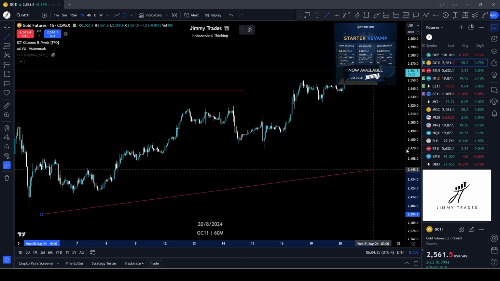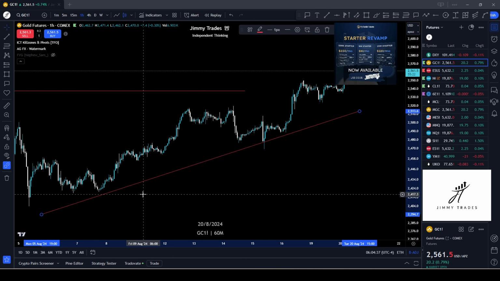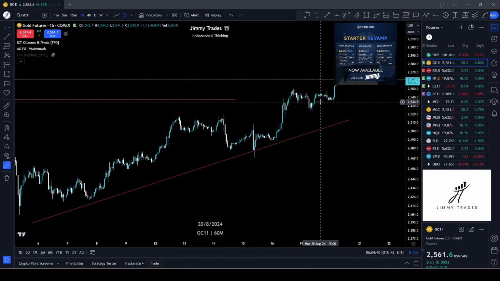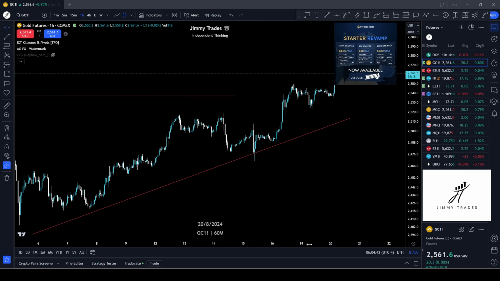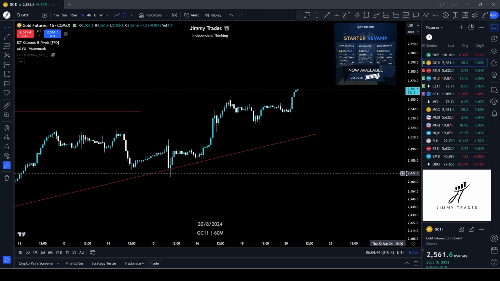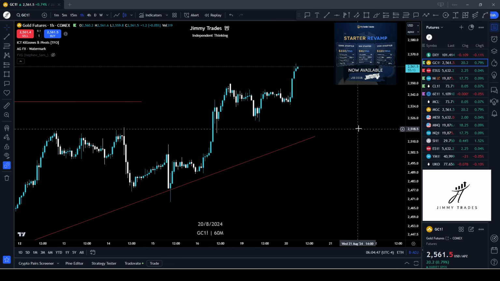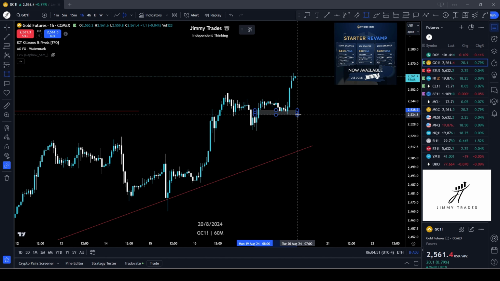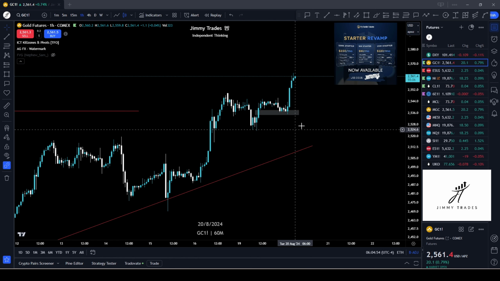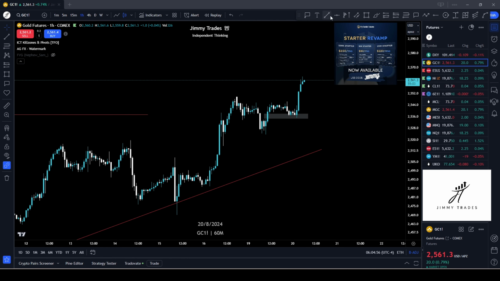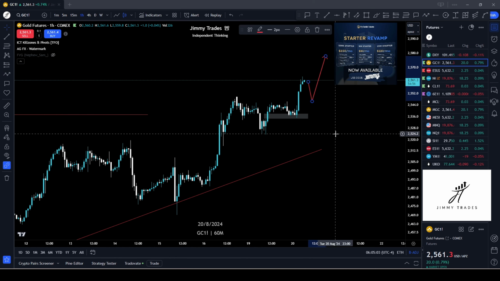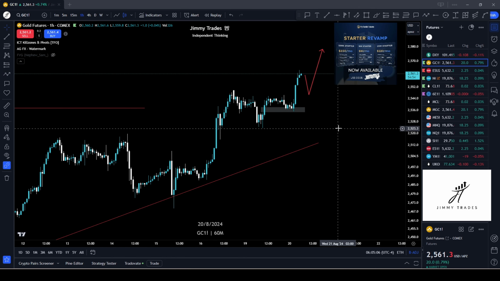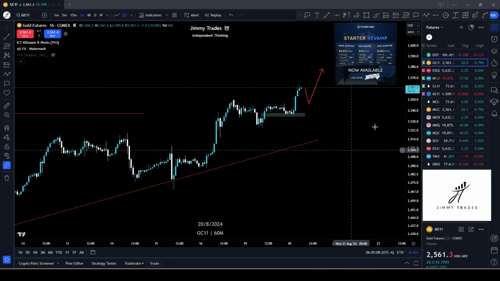Similar thing here on gold. We're just pushing up, continuing to just grind higher and higher. Respecting bullish PD arrays. So we may see something like this for AM session today. So I'm going to remain bullish on gold.